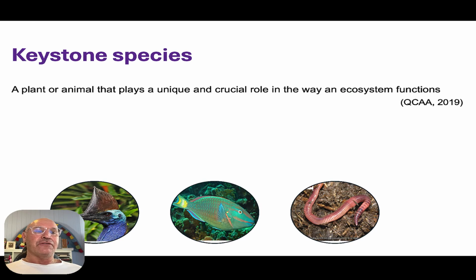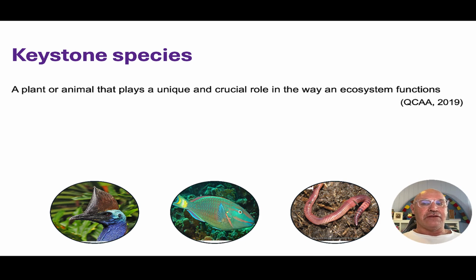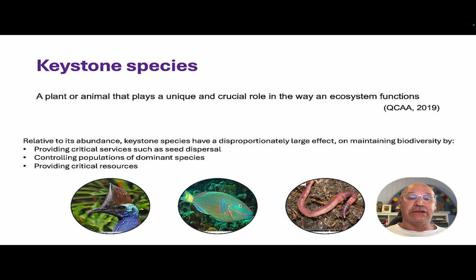The last thing is about a keystone species. This definition is from the syllabus as well. A keystone species is a plant or animal that plays a unique and crucial role in the way an ecosystem functions. Relative to their abundance, they have a disproportionately large role within an ecosystem that contributes significantly to the biodiversity of the ecosystem. For example, like the cassowary here, it might provide a critical service in seed dispersal, or it might control the population of a dominant species.